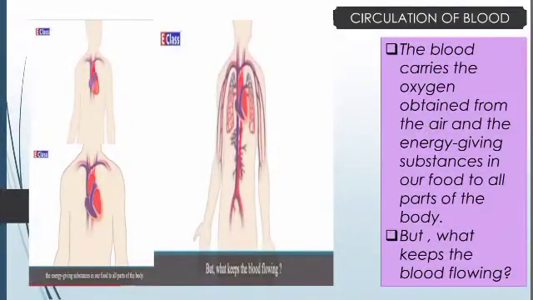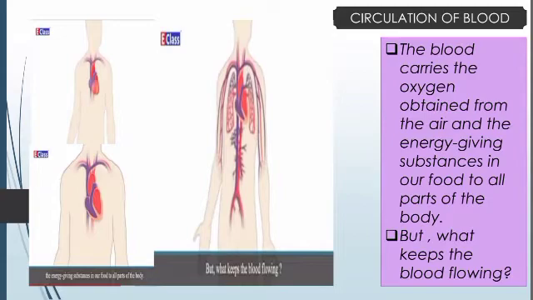Moving on to the next point, circulation of blood. Up till now, we are all aware of the process of respiration, how inhaling and exhaling takes place in the human body. When we inhale, oxygen moves to different parts of the body along with the blood. That means the blood carries the oxygen obtained from the air, and along with the substances we have consumed in the form of food, it moves to different parts of the body, providing us energy to do different kinds of work.